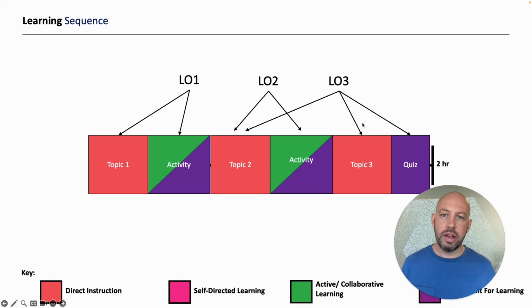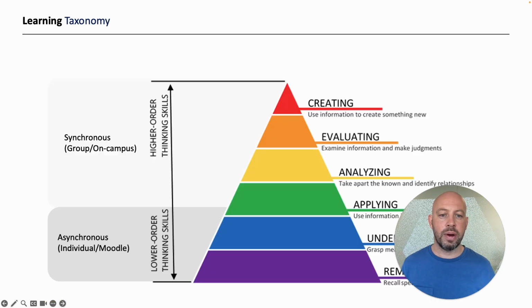And then if you have higher order outcomes, so they might need to synthesize information or create something or show their understanding in a more meaningful way, then this kind of content is best delivered in the group on-campus synchronous space. So I think a lot of what we're trying to do here is switch the emphasis of who's doing the learning. So again, getting away from you delivering content to students engaging and doing something with that content.